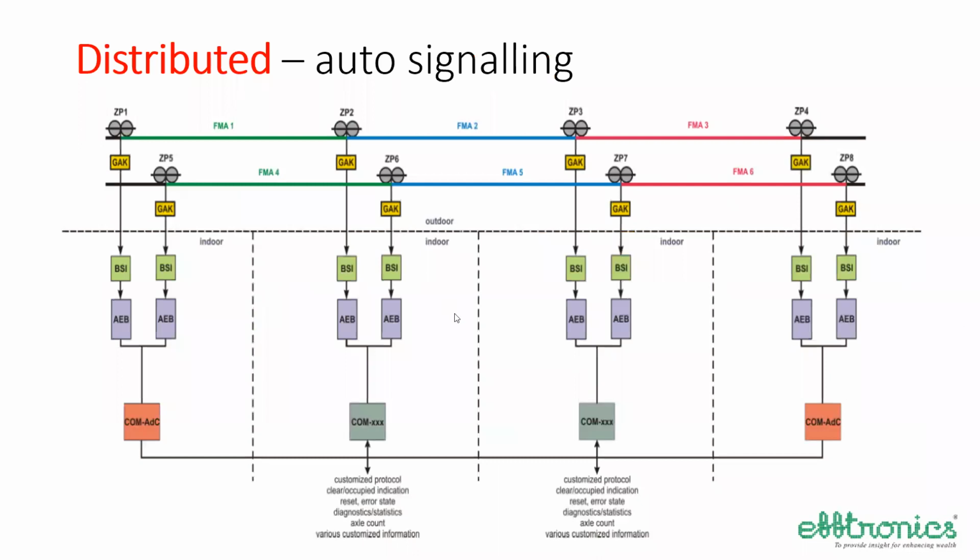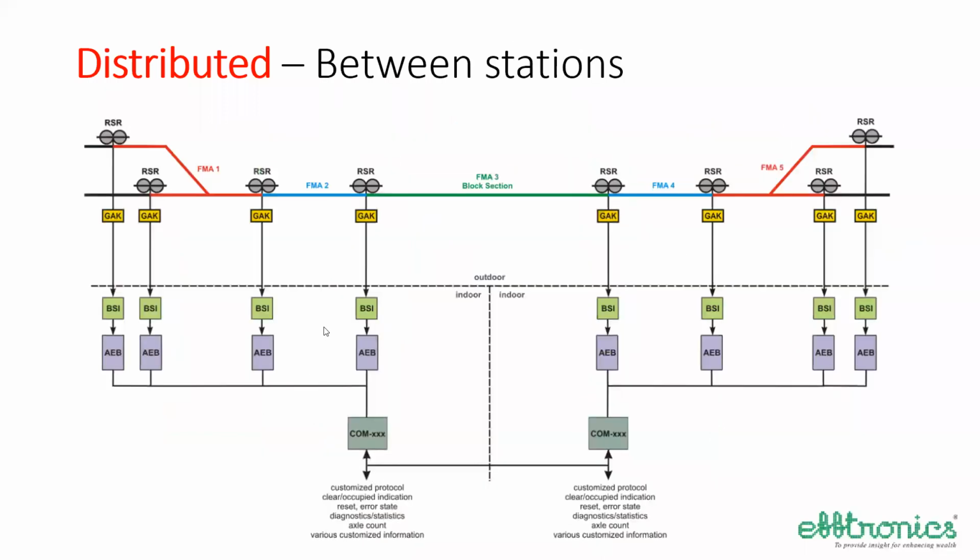This is for an auto section. You can see here that ZP5 and ZP6 form a section FMAA 4. This is a track section. So this counting is taking place by ZP5, the counting unit is at one AEB, and ZP6 is at the other AEB. Both of them exchange through the COM boards like this. And this can be dark fiber or E1 or any communication media. You can see, like this is one station, this is the other station.